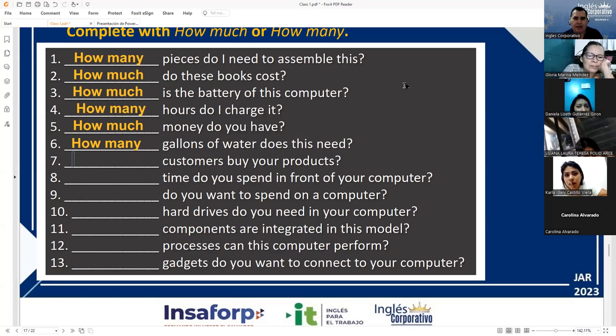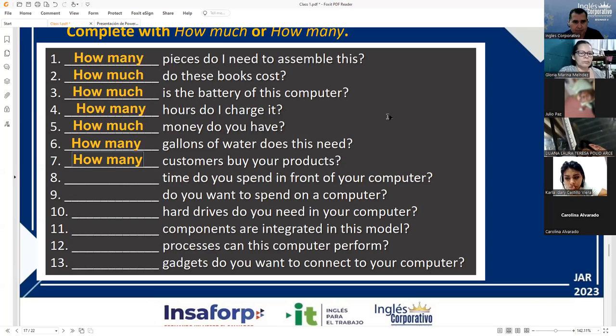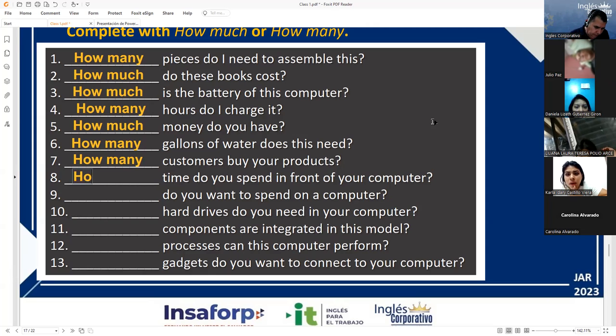How many customers buy your products? What do we say? Customers, plural, right? How many customers? Clientes. How many customers buy your product? How much time do you spend in front of the computer?